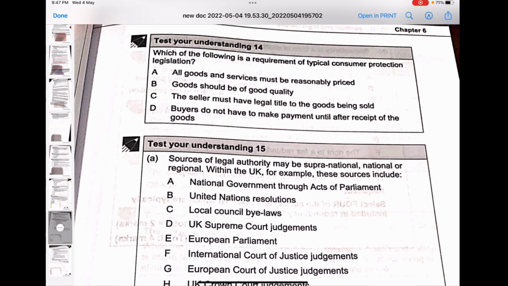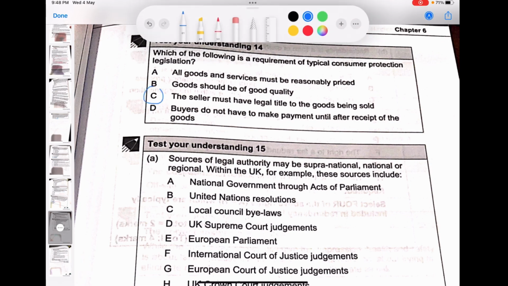While services should be completed at a reasonable price, goods and services do not in themselves have to be reasonably priced. Goods have to be fit for the purpose rather than of good quality. There is no requirement for buyers to pay in advance. But buyers do not have to make payment until receipt of the goods. That's also good. The seller must have legal title, so the answer is C.